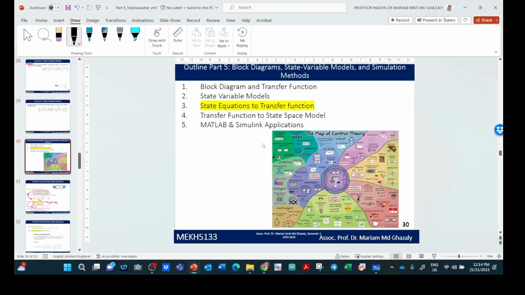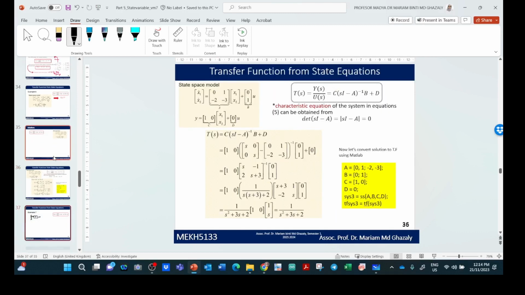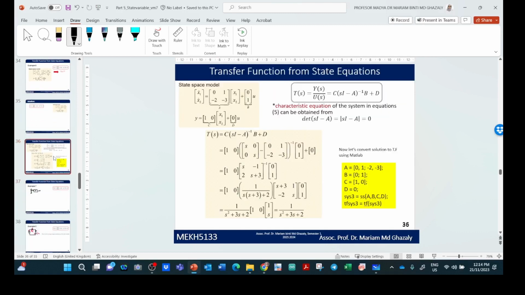Okay, later I'm going to continue with that, from state space to transfer function, and also from transfer function to state space. Okay, so for transfer function to state space, we are going to use this equation. Okay.